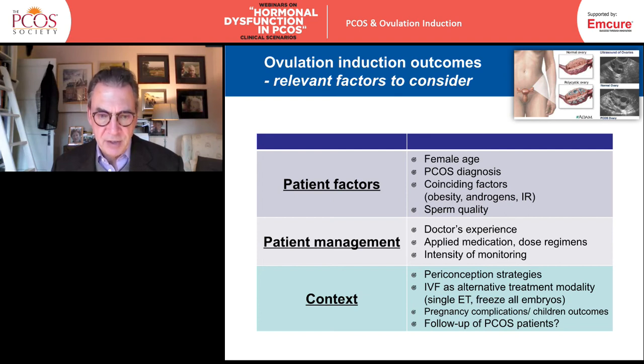Then lastly, the context. And what I mean by that is preconception strategies. Again, we should focus on the health of women first before we engage in infertility treatment. We should, although that's not very well studied, consider IVF as an alternative treatment modality, especially now in the time where IVF can be done with freeze-all and single embryo transfer. So there you can control the incidence of OHSS, and you can control multiple pregnancies.